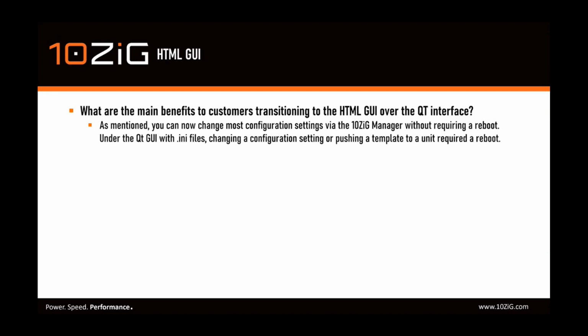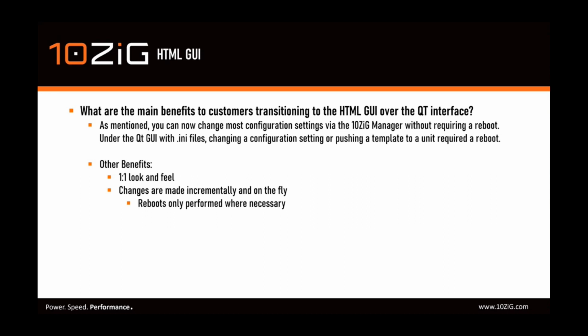Under the Qt GUI, as we mentioned, we used INI files before: change the configuration setting, push the template required, then reboot. Then, as I mentioned, one-to-one look, right? What you see in the GUI locally on the unit looks the same when you go to the HTML web console. If you're in either, the settings should look the same. You can make changes incrementally on the fly, because no reboot is required. So you can troubleshoot something, try to work it out.